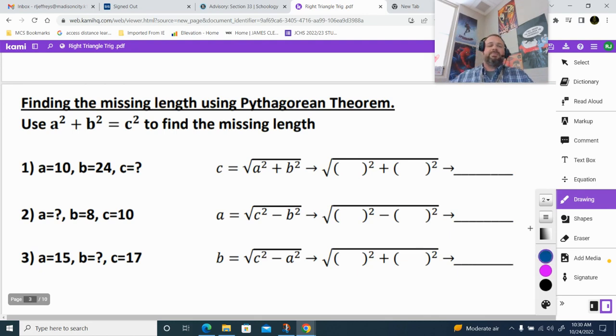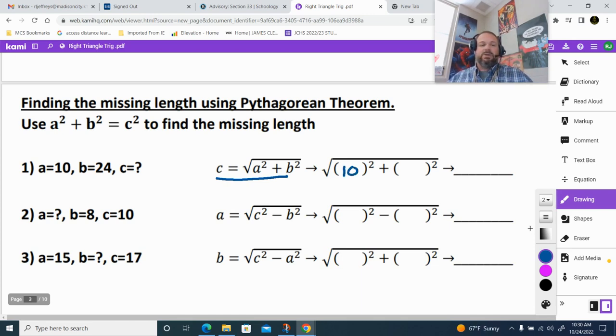So, using a squared plus b squared equals c squared to find the missing length. Now, I will tell you this. I have these set up so if you're missing the hypotenuse, this is the one that you do. If you're missing one of the legs, this is what you would do. That might be something good to put on that orange sheet to help you for the test next week. Okay, it's next Tuesday.